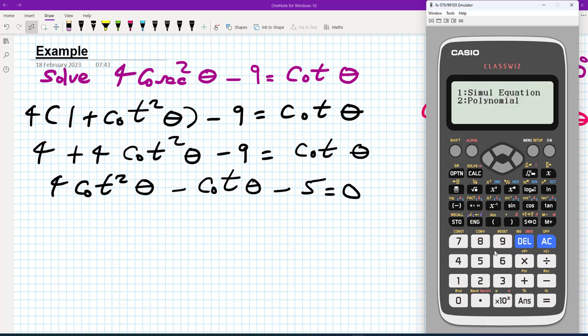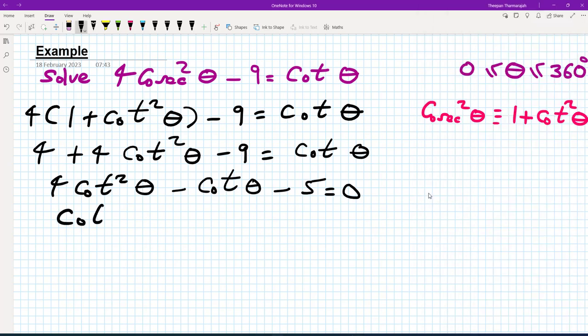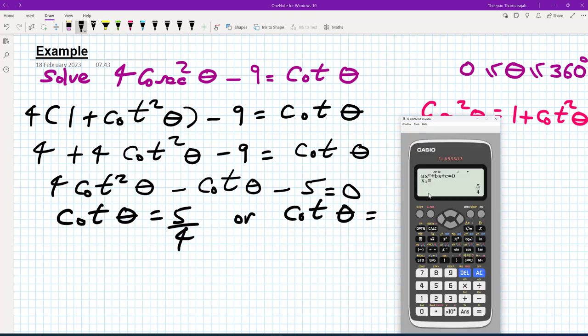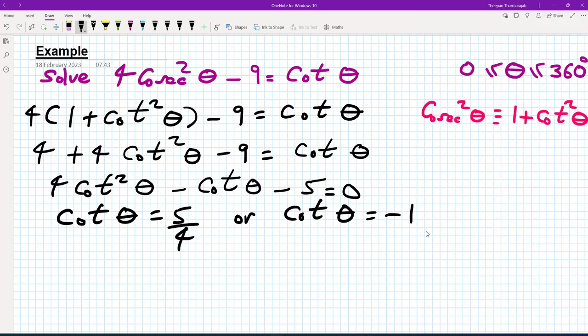So now what I'm going to do is use my calculator to solve that. Put an alpha and minus. I'm going to use polynomial. It's a quadratic, so polynomial degree 2. Put the coefficients in, 4, minus 1, and minus 5. So the first solution will be cot theta equals 5 over 4, or cot theta, we get our second solution now from the calculator, that is minus 1. So we need it in terms of tan theta, so it's the reciprocal, so tan theta is 4 over 5, or tan theta is minus 1.